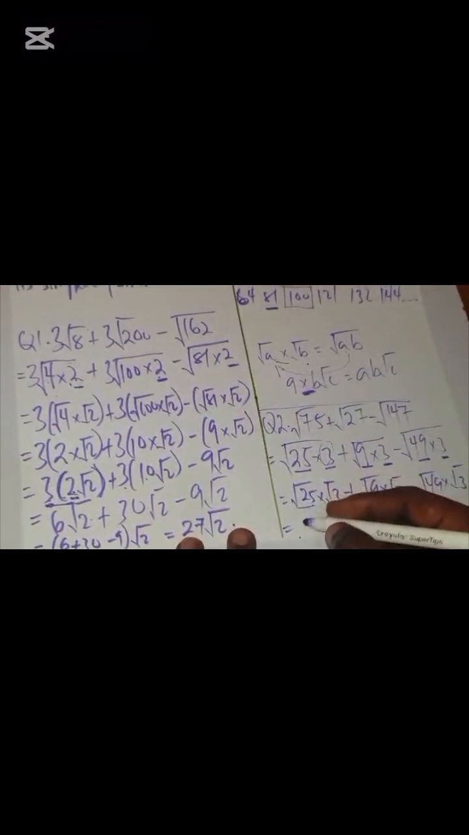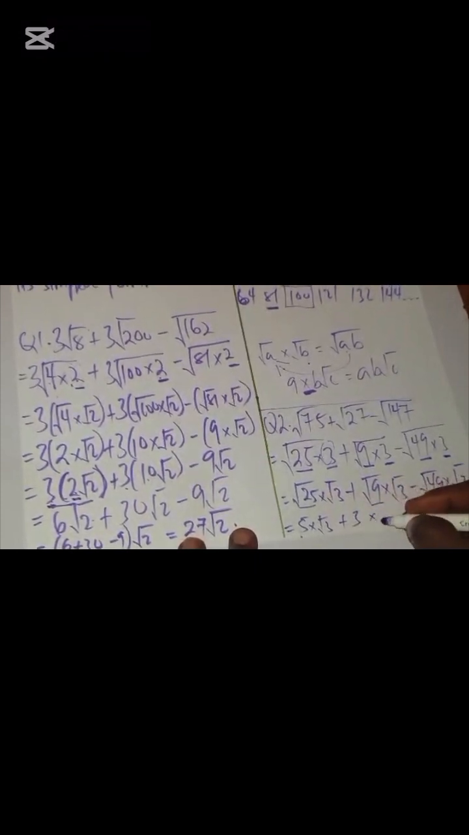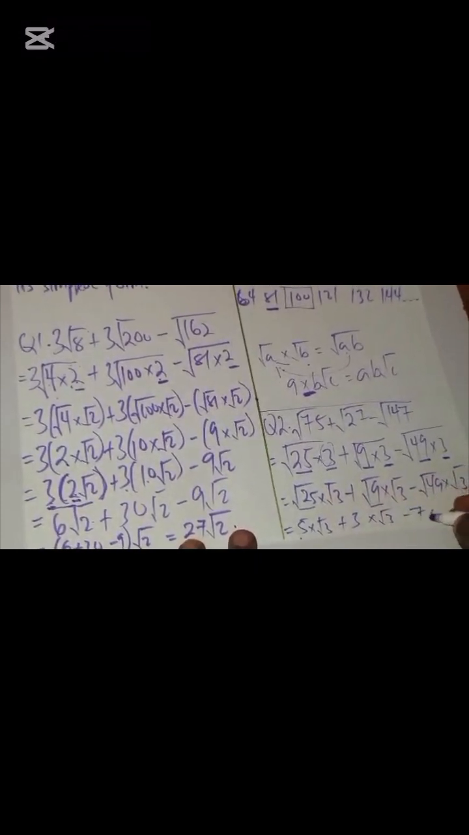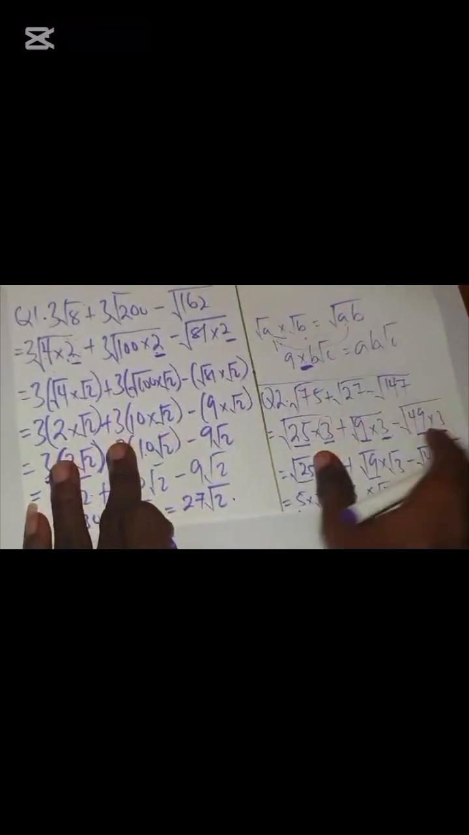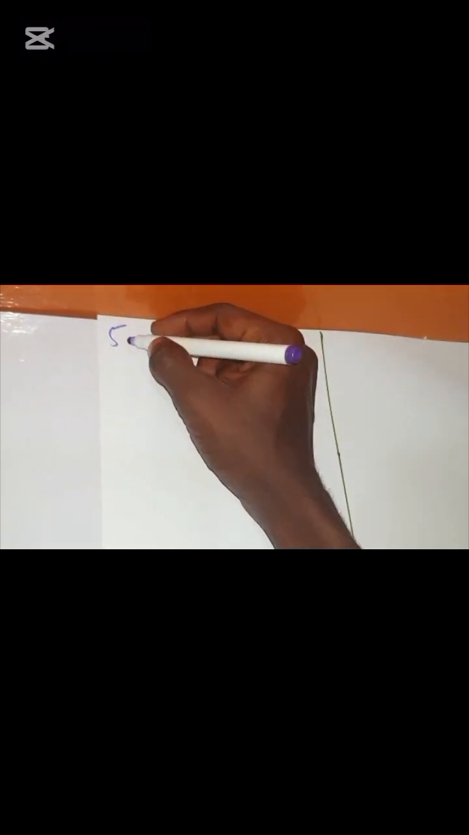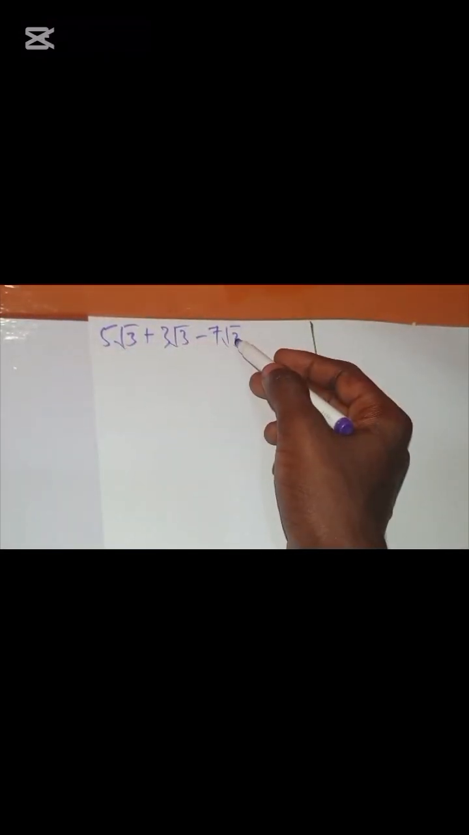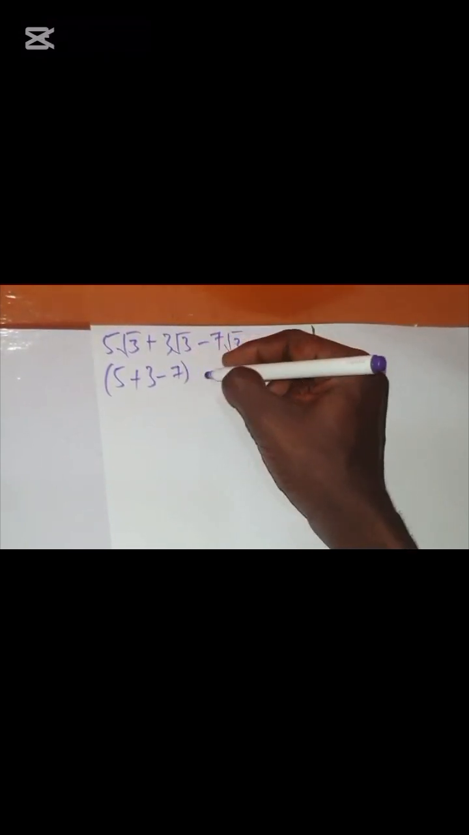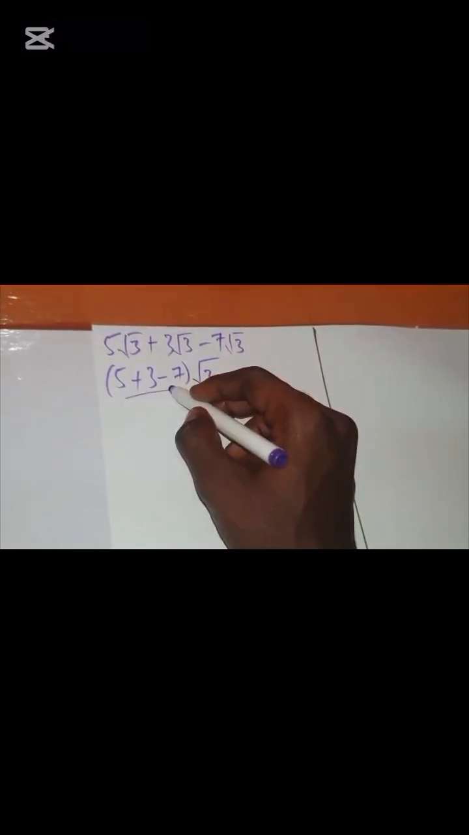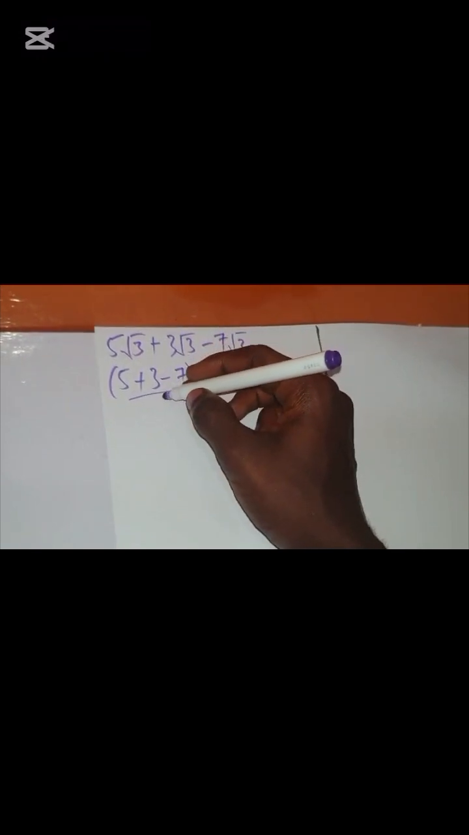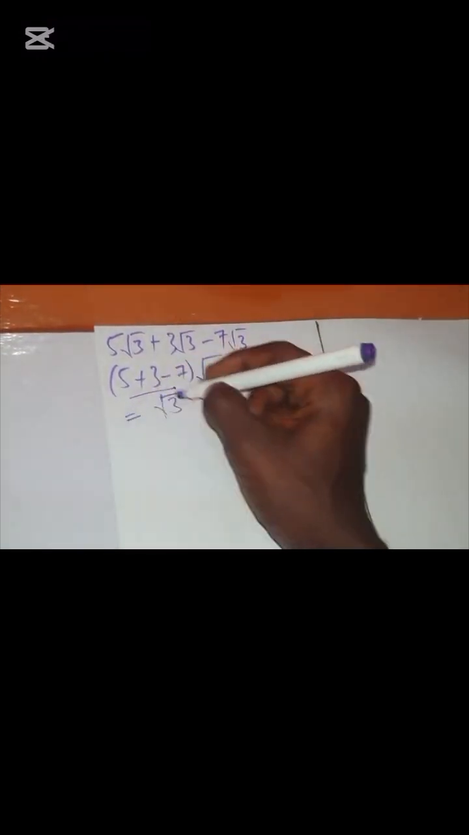This gives us root of 25 giving 5 times root of 3. This giving us 3 times root of 3. This giving us 7 times root of 3. Which in turn gives us 5 root of 3 plus 3 root of 3 minus 7 root of 3. So they have been reduced. So now we can just perform our operations. 5 plus 3 minus 7 root of 3. So this gives 1. So it's just the same as writing root of 3 as the final answer.